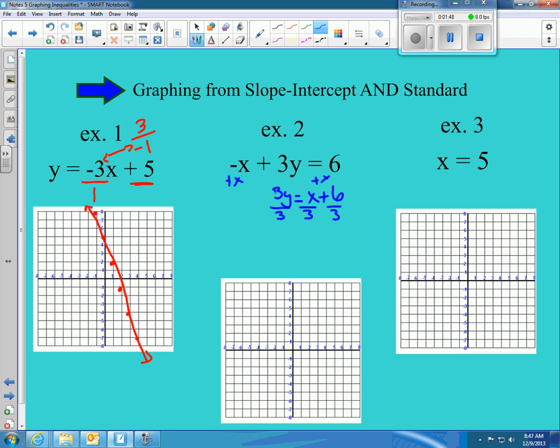Now remember that you divide every term. Our x has nothing in front of it. Well, it doesn't have nothing. It has a 1. So we're going to leave that as a fraction and then plus 2. Now this is in our slope-intercept form.